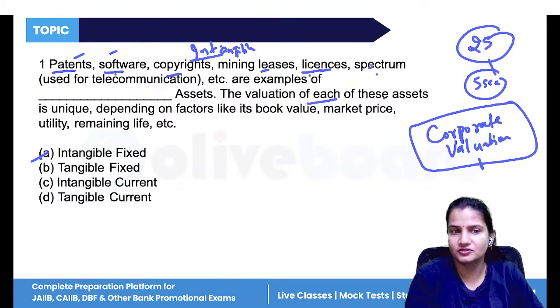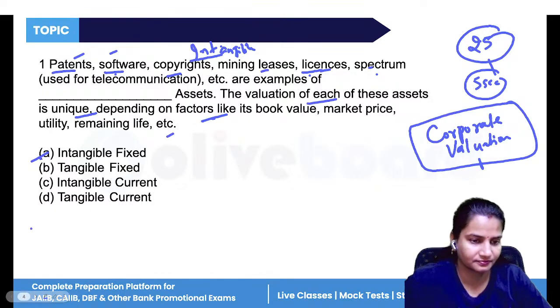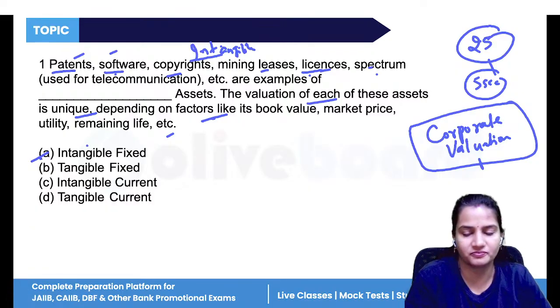The valuation of each of these assets is unique depending on factors, like some will have book value, market price, EPS, etc. All right, so option A is the answer.